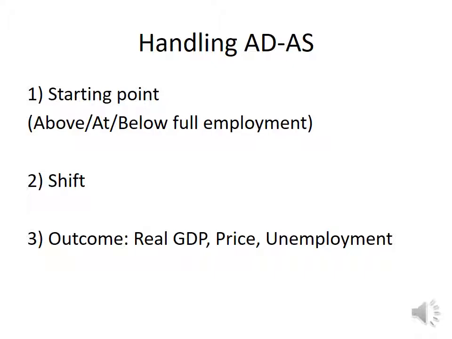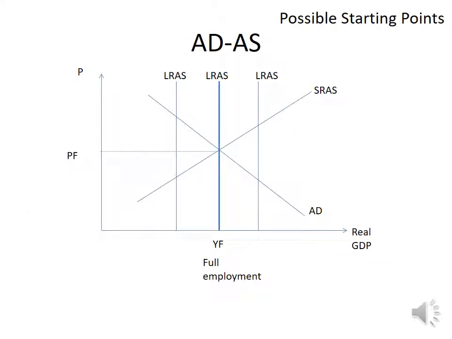Now, in a nutshell, your current output is given by AD cuts SRAS, giving you a price level and a real GDP output. Based on where the LRAS is, we can describe the output as below, at, or above full employment output. So LRAS drawing has 3 different choices at where the equilibrium is, on the left or on the right. Let's explore the 3 different starting points in detail.